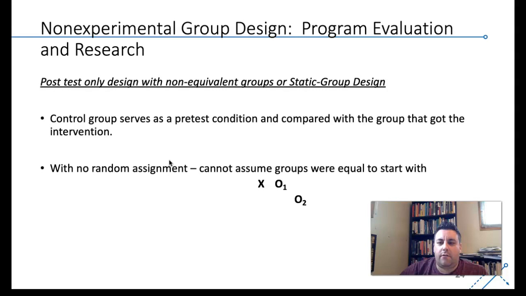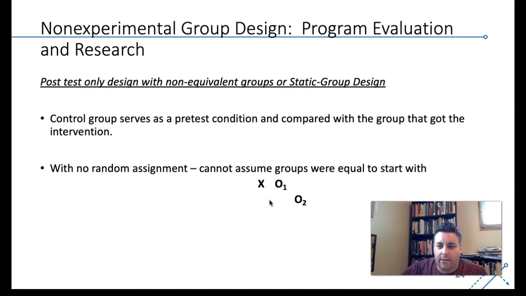The sort of way to rectify this poor quality design is with a post-test only with a non-equivalent control group, or a static group design. So this is the post-test only design that we saw a second ago, and then we just look for a comparison group. It's a highly imperfect comparison group, but just any old comparison group that we can get our hands on in order to facilitate some kind of comparison. Again, this is a very weak design.